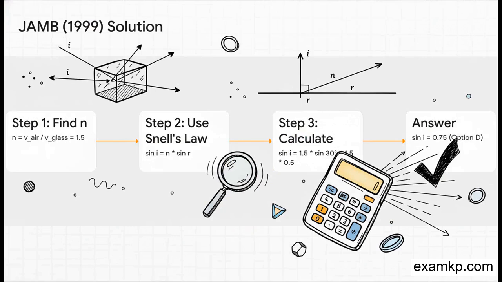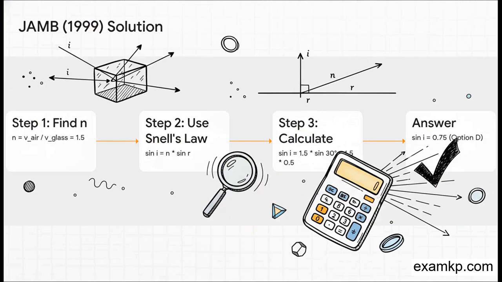It's a two-step knockout. Step 1, we need the refractive index. They didn't give it to us, but they gave us the speeds. So we use our speed formula. n equals speed in air divided by speed in glass. That's 3 times 10 to the power of 8 divided by 2 times 10 to the power of 8. The 10 to the power of 8 cancels out, and we get n equals 1.5.